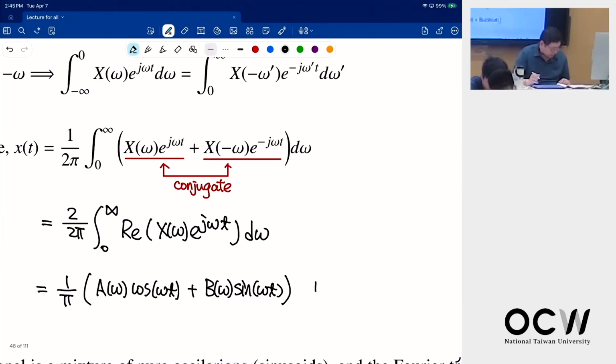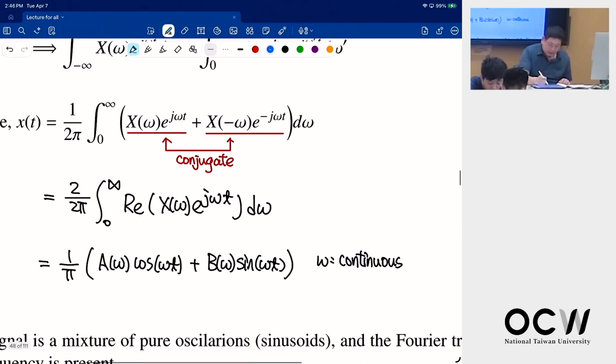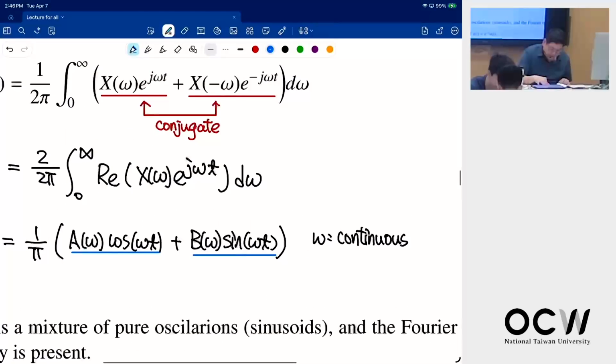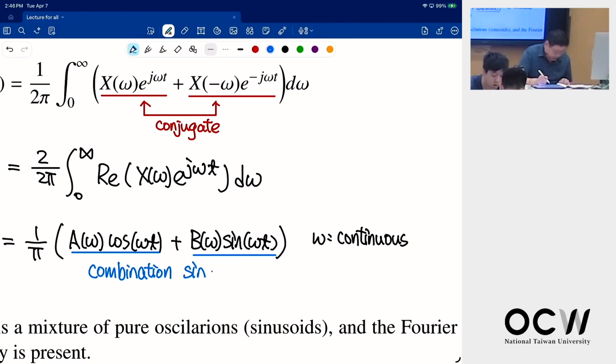And the omega here is continuous. From here you can see this is the combination of your sinusoidal waves, a combination of the sine waves.